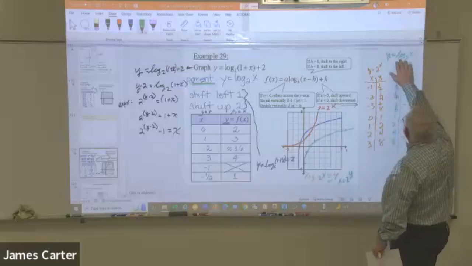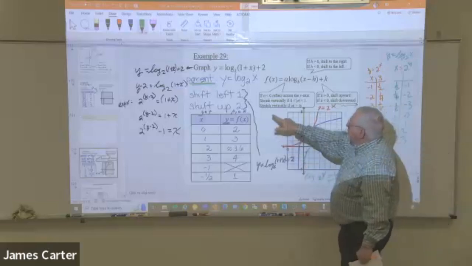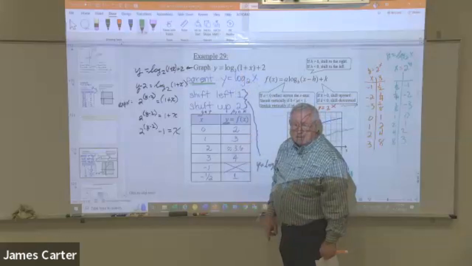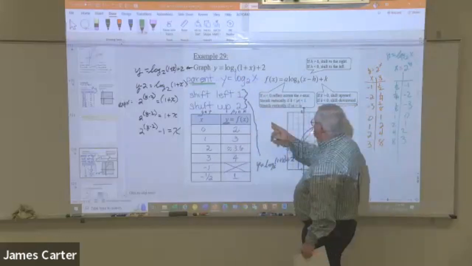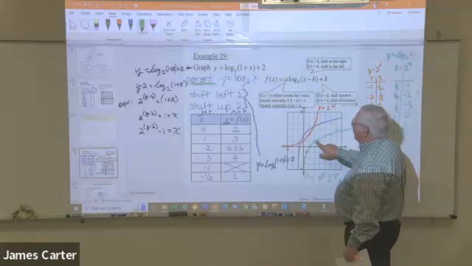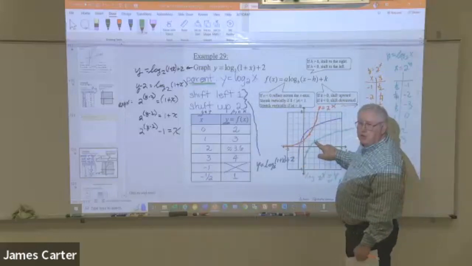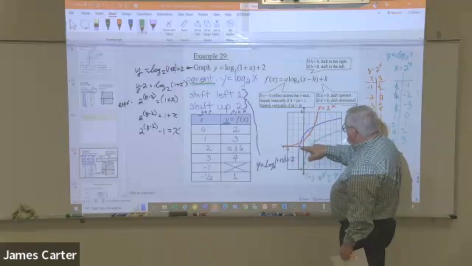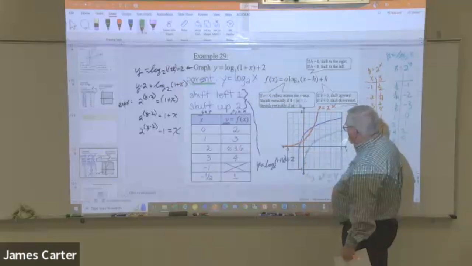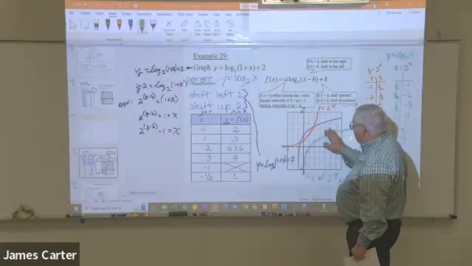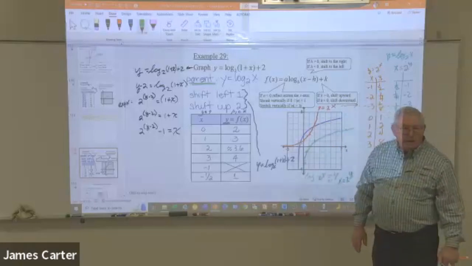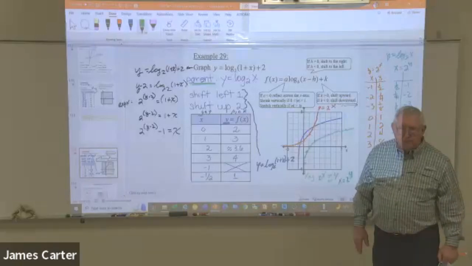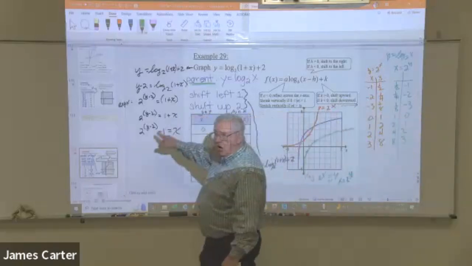Now, from this graph, I can use transformations to graph that thing. What do I do? I take this graph and shift it one place to the left and up 2. So 1 left and up 2 is what I've done on this one, and that would be my ultimate graph. Now, that, believe it or not, is the easy way of working this problem. This way is the hard way.